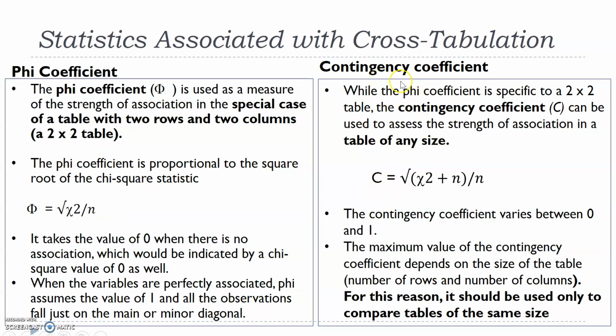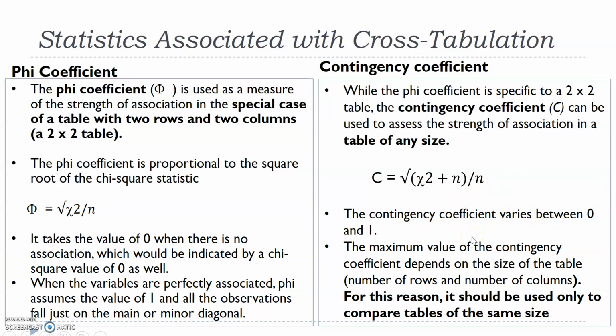In that case, I have to find out the contingency coefficient. Phi coefficient is only for a 2 cross 2 table, whereas contingency coefficient I can find out for a table of any size. The value is the square root of chi-square divided by chi-square plus n. Okay. So contingency coefficient varies between 0 and 1.